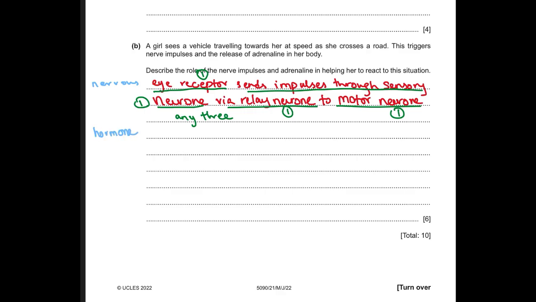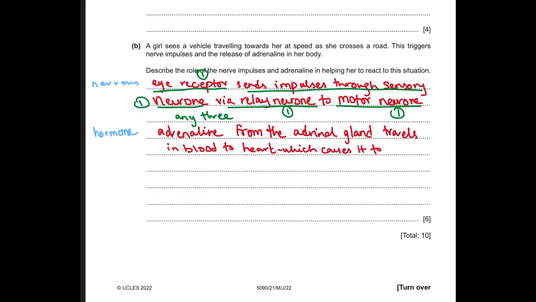And then we are going to discuss the hormone system. Adrenaline from the adrenal glands travels in our blood to the heart, which causes it to beat faster. 3 points for the hormone. A total of 6 points.